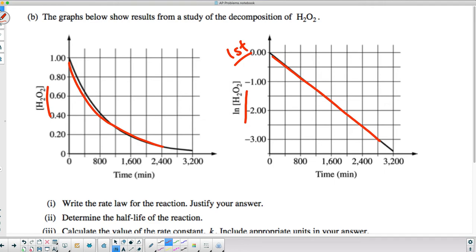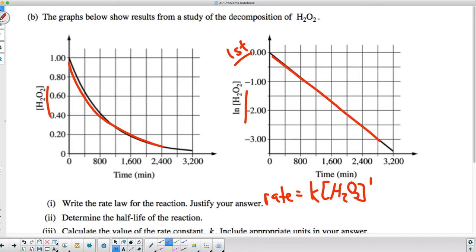So for the first part it says write the rate law. Well, this rate law is going to be very easy to write because it's K times H2O2. And it's going to be first order because a straight line for natural log means first order. A straight line for 1 over the concentration means second order. So determine the half-life for the reaction. So here's what we do with this. Rate equals K times H2O2 to the first order.